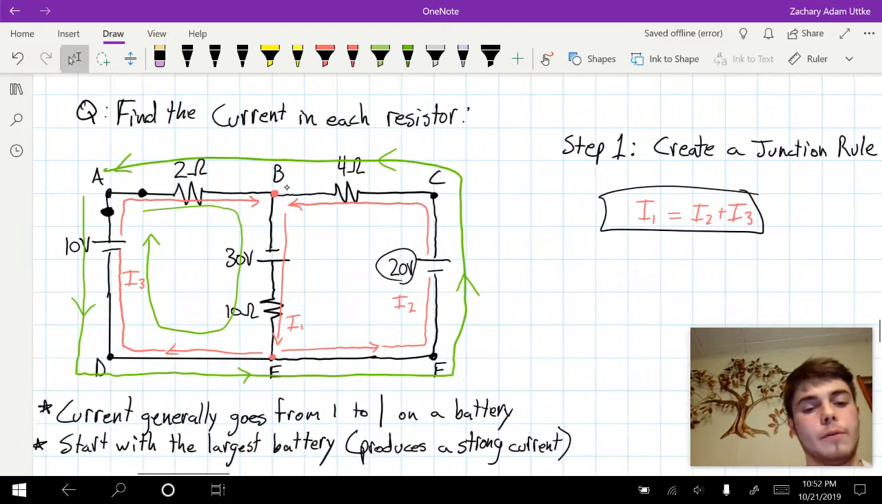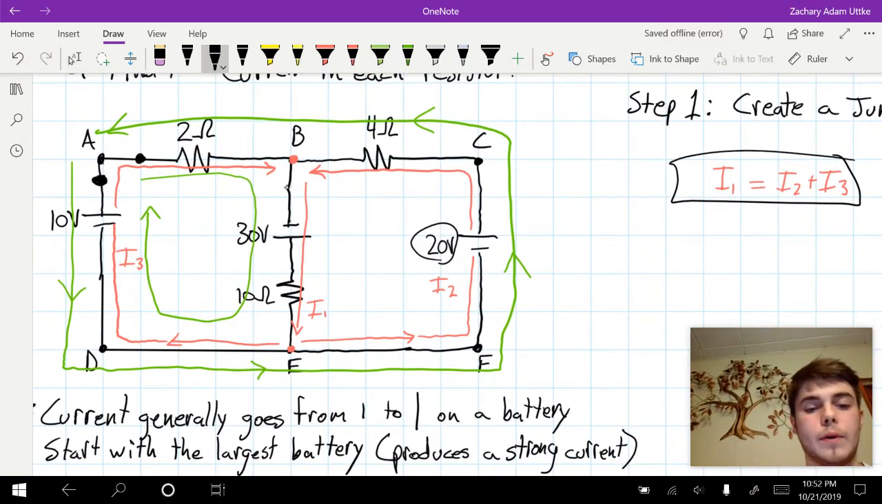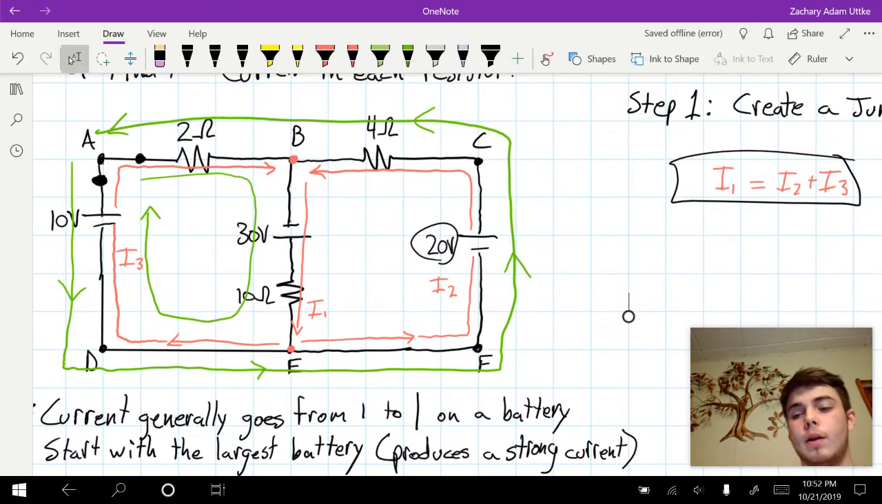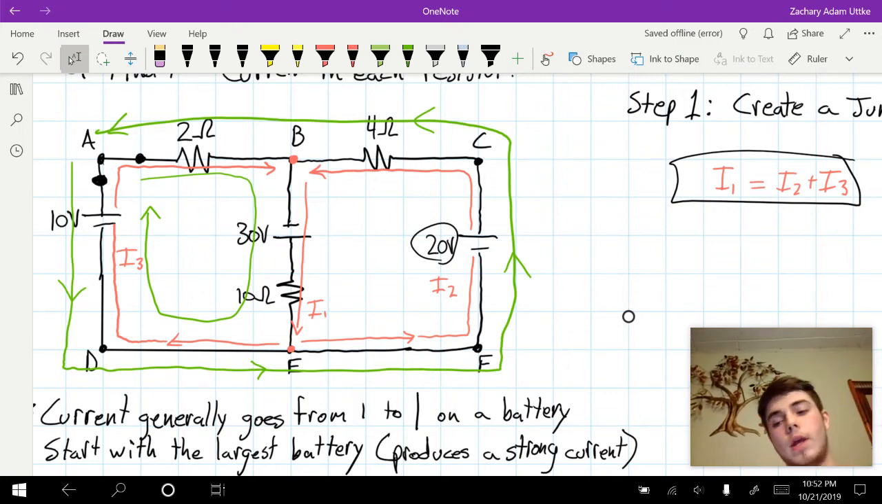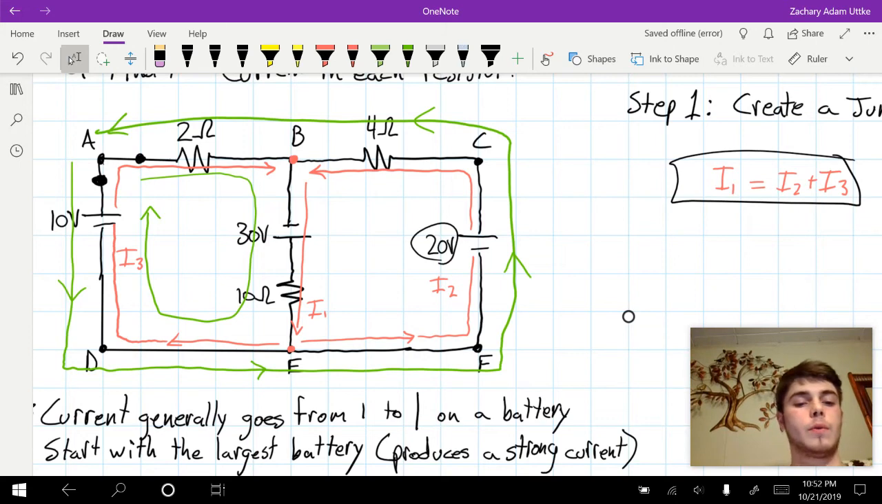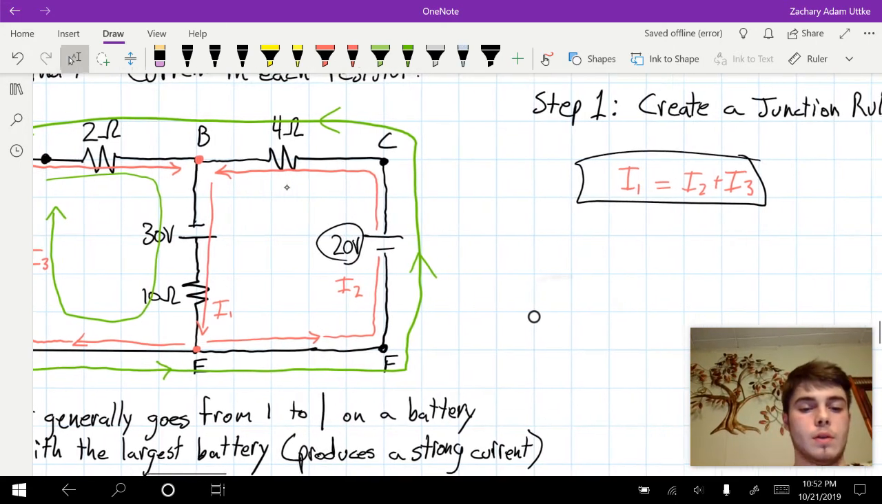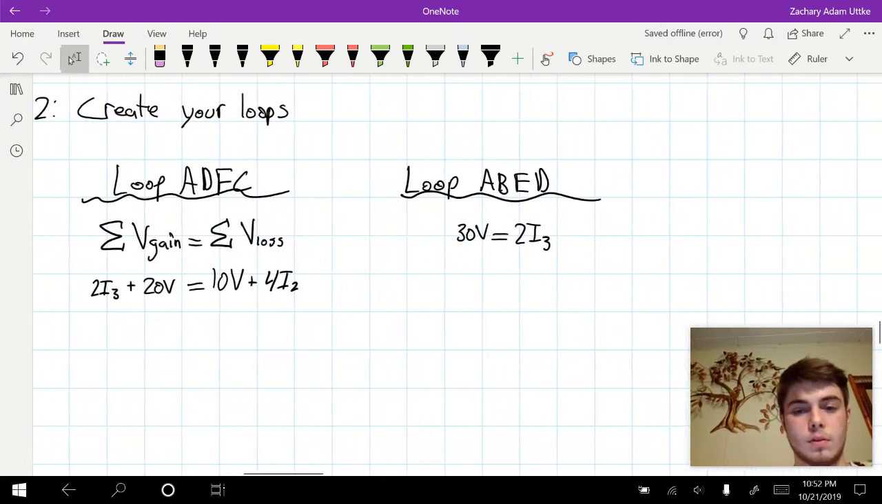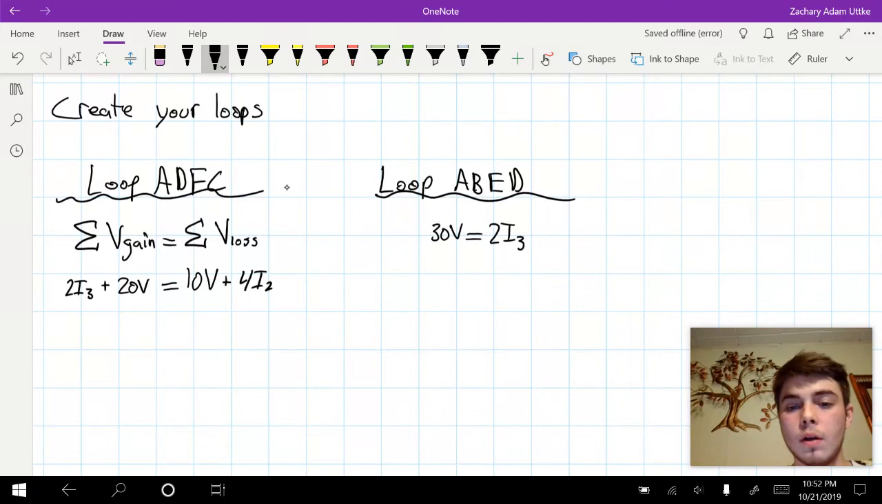Okay, and we keep moving. And then we get to this 10 ohm resistor. So at the 10 ohm resistor, we have I1 directed downward, and our loop is also directed downward. So when the loop direction and the current are directed in the same way, we're going through the resistor the correct way. So 10I1 is a loss. Just like that.